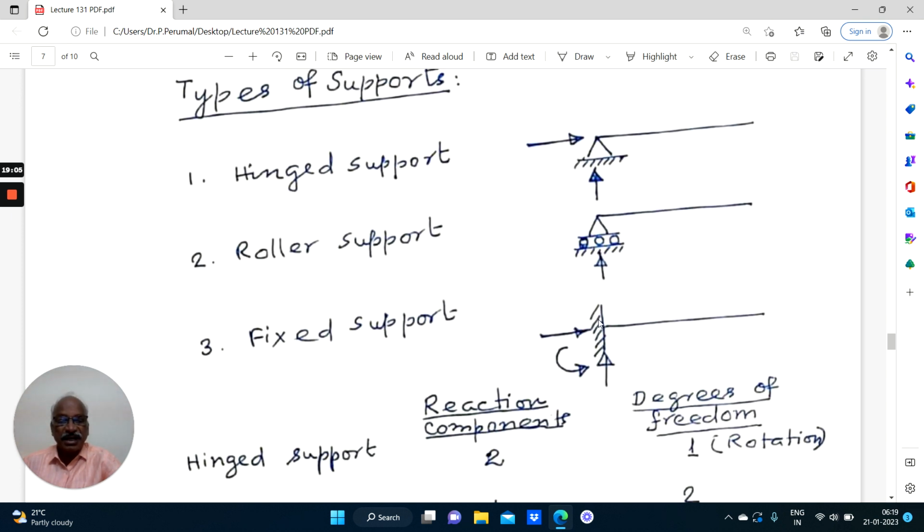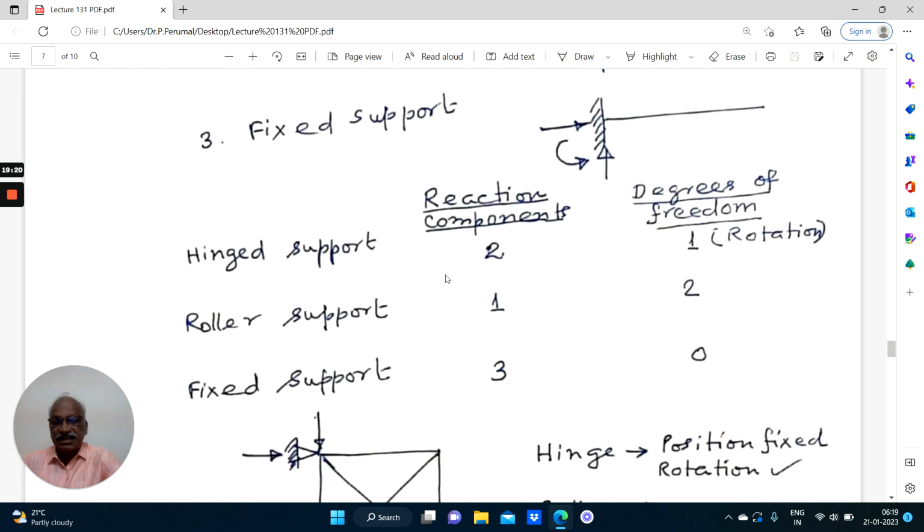So here it is completely fixed. So no displacement is possible. Horizontal, vertical, rotation, nothing is possible, right? So no degree of freedom here. So that is what is stated here.